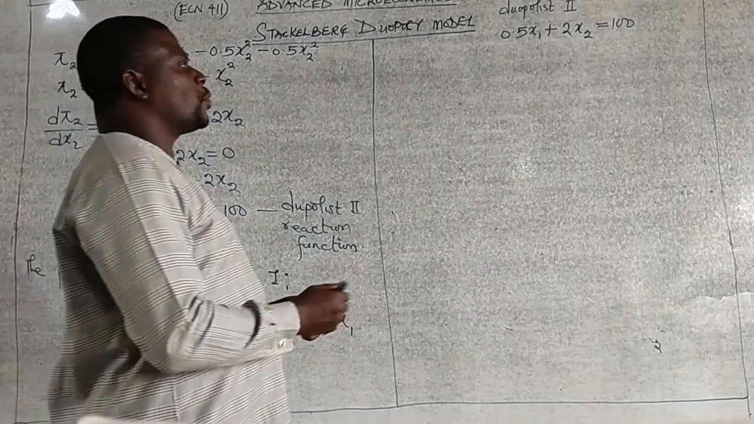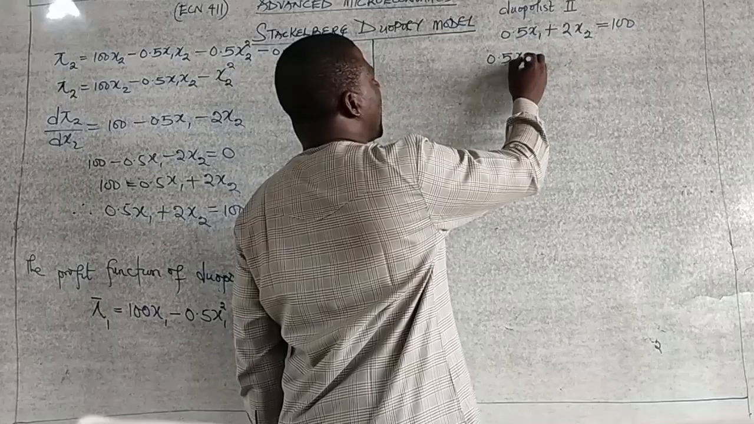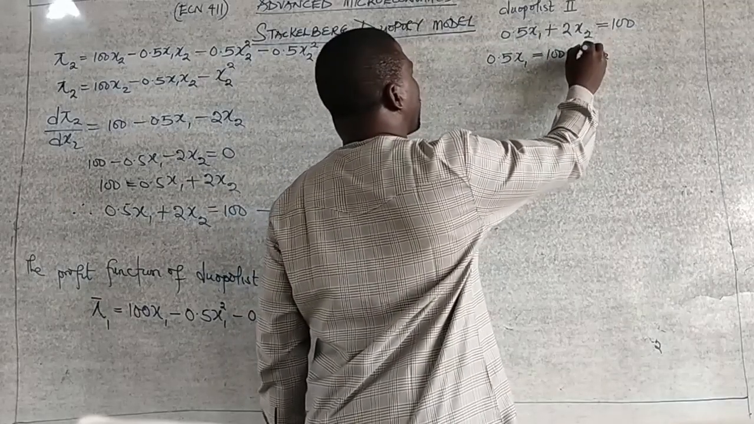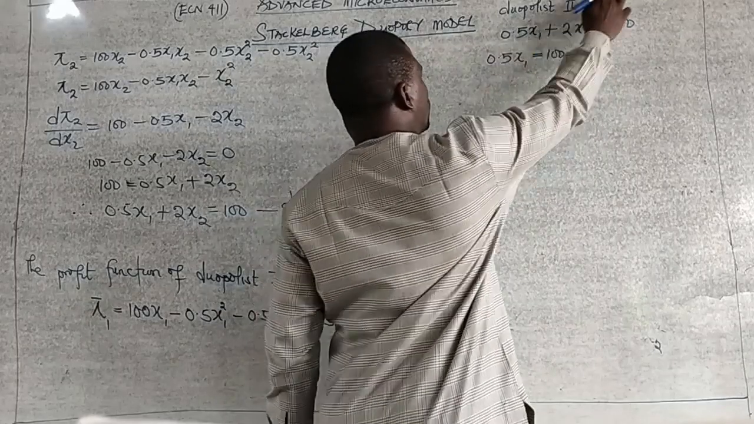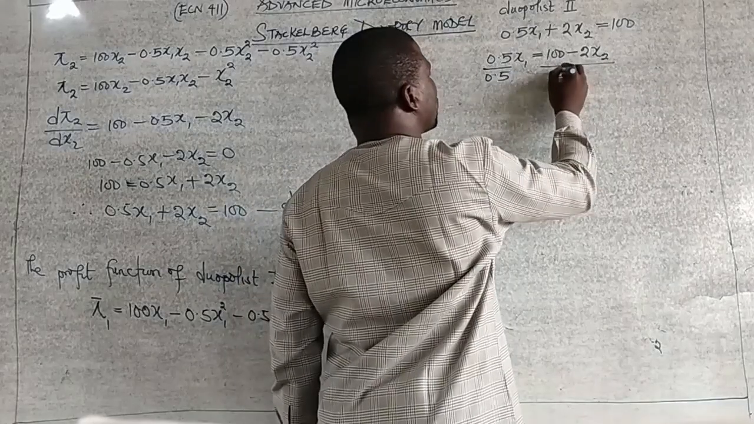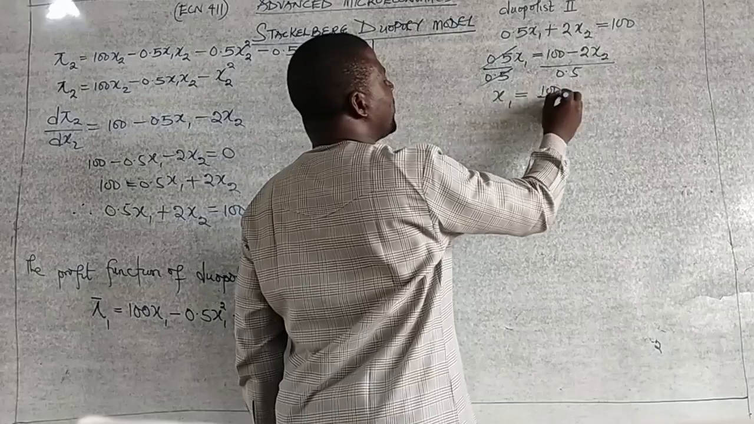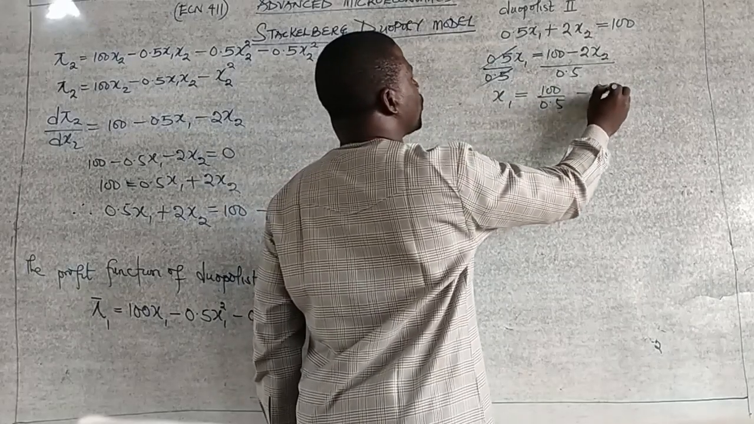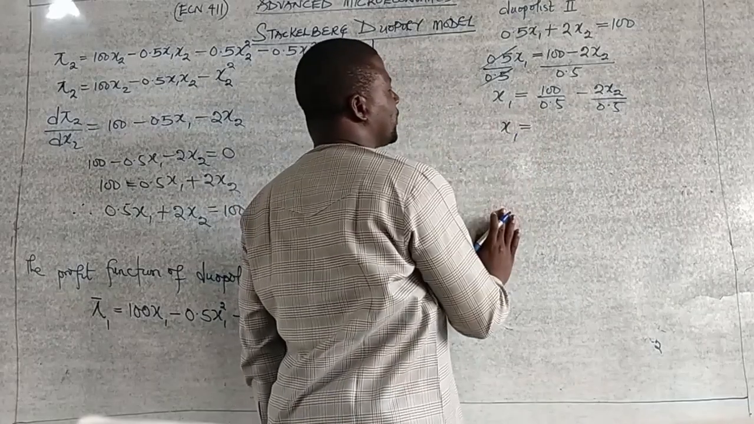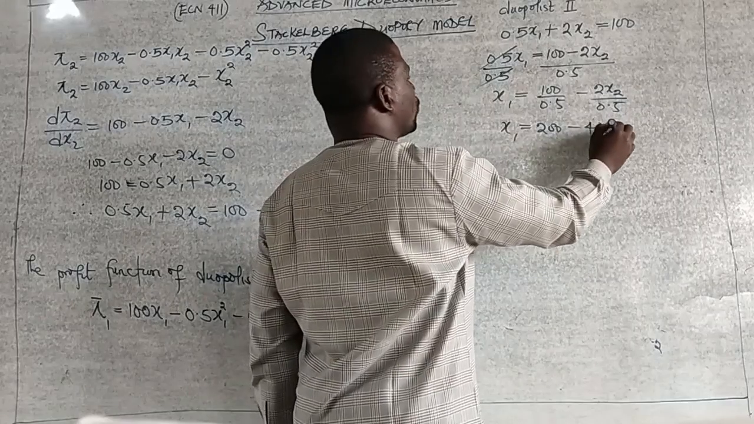So how do I make x1 the subject? That will be 0.5x1 equals 100 minus 2x2. Do you agree? This plus 2x2, bring it here to change to minus. Divide both sides by 0.5. This will cancel this. x1 will be 100 divided by 0.5 minus 2x2 divided by 0.5. So what will be our x1? 200 minus 4x2. Do you agree?